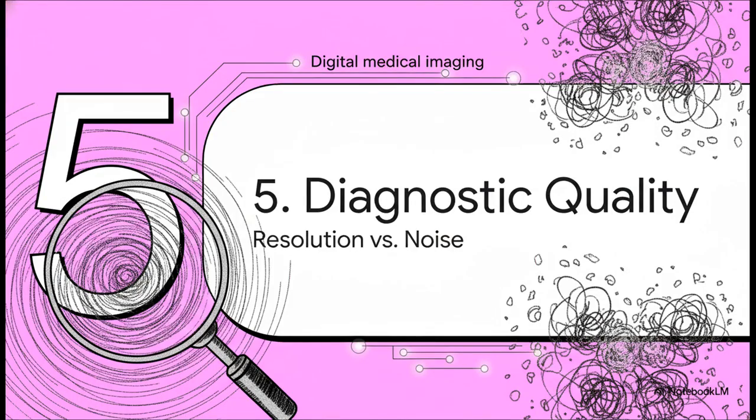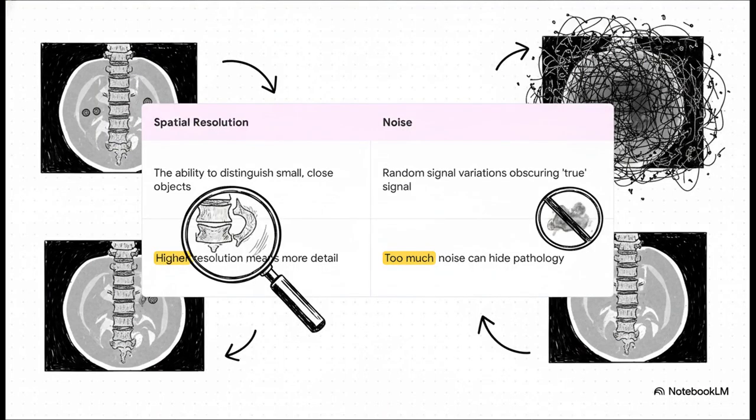But not all images are created equal. Just having the data isn't enough. For an image to be diagnostically useful, two key factors have to be in balance: resolution and noise. Think of it this way. Spatial resolution is just clarity, the ability to see two tiny separate things as two tiny separate things. More resolution means more detail.